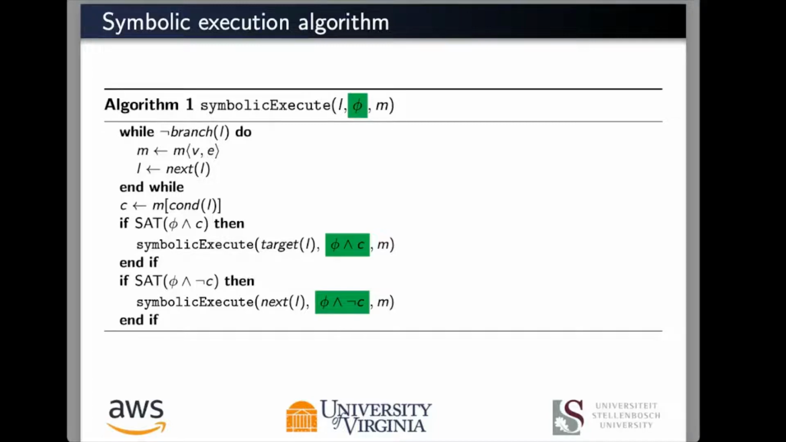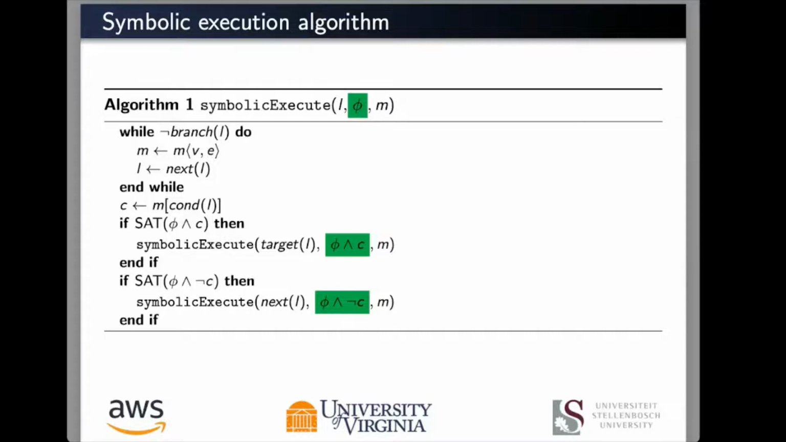And if the answer is yes, we recursively go off and perform symbolic execution for that path condition using the target of the branch. And then we perform the same calculation for the negation of the branch, except here, of course, we're using the negation of C. So that's symbolic execution in a nutshell.